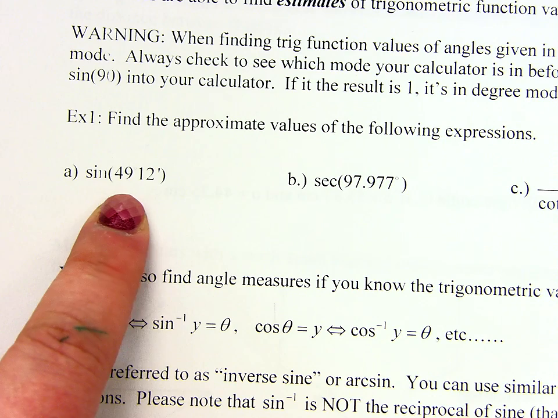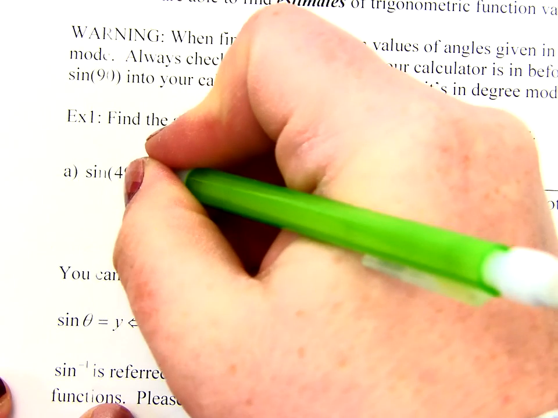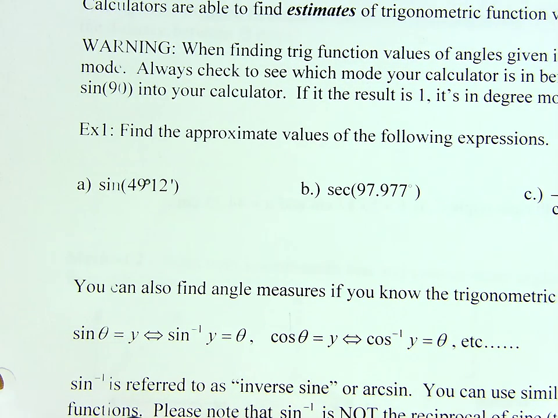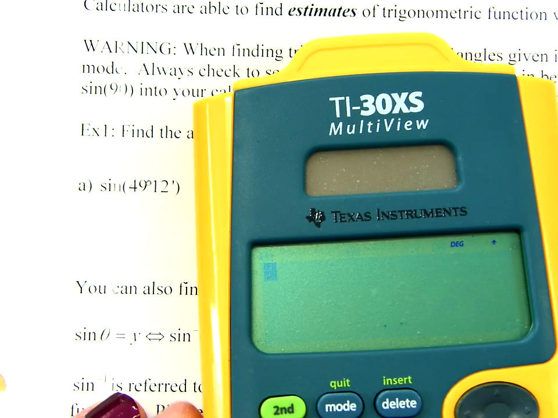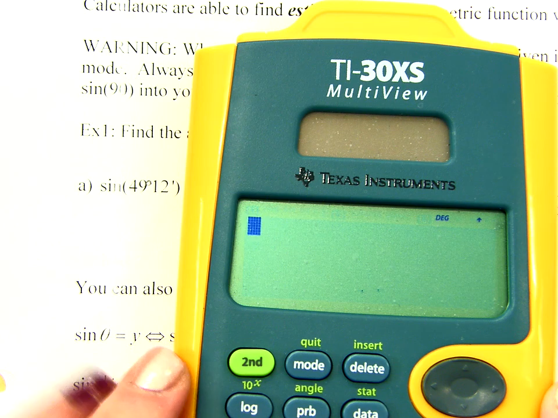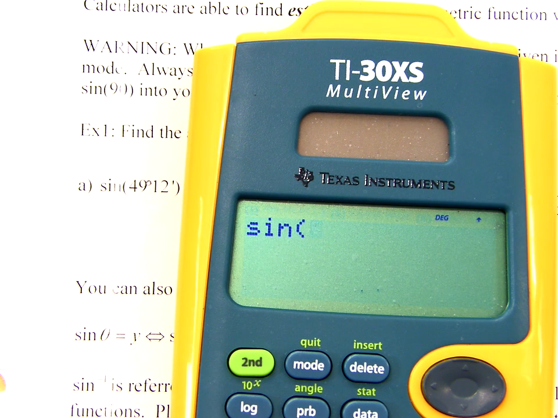On the first one, I'm trying to find the sine of 49 degrees, 12 minutes. I know it's a little hard to see. Your calculator can handle all of this, as long as you know how to type it in correctly. So, verify you're in degree mode, but we already did that. And then, all I have to do is hit sine. And then, do you remember how we did degrees and minutes? Yep, so I want 49, and then I want the degree sign.